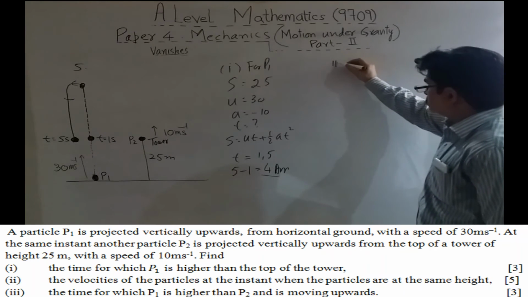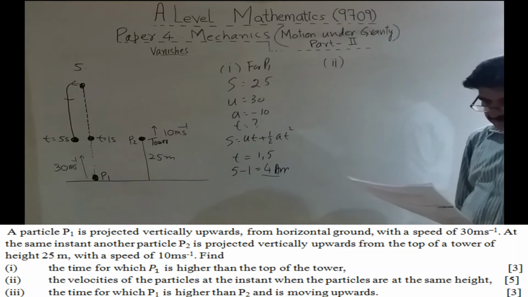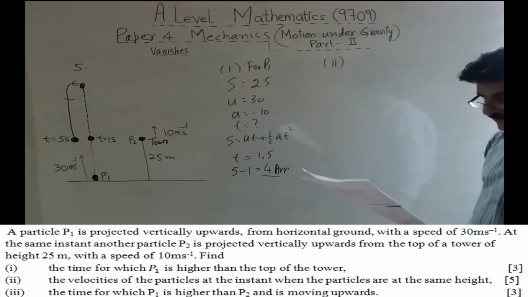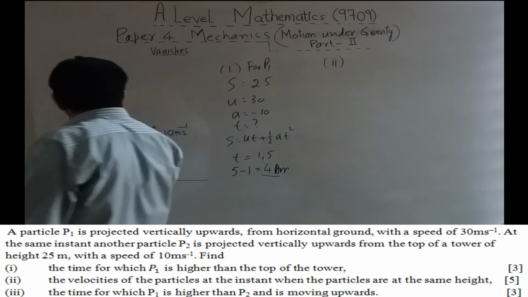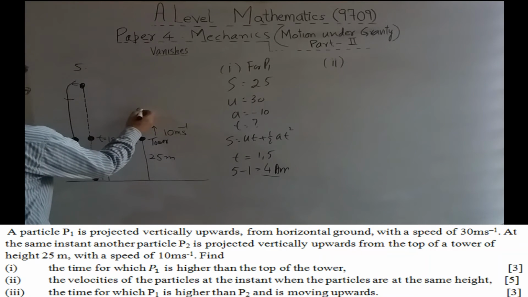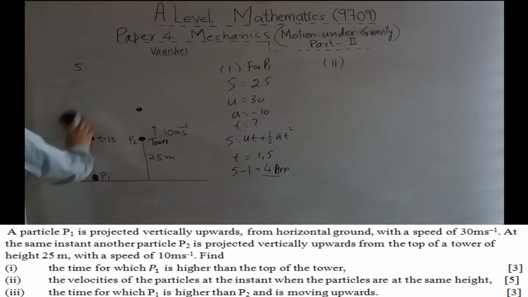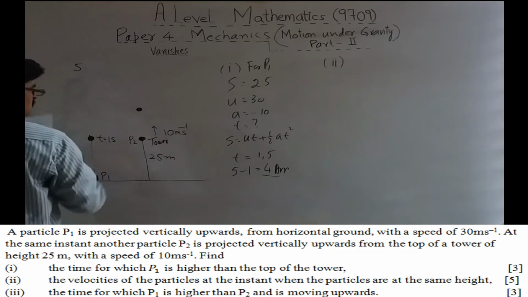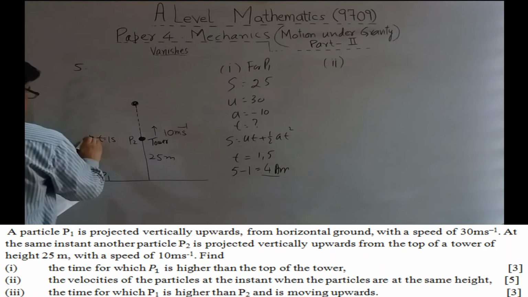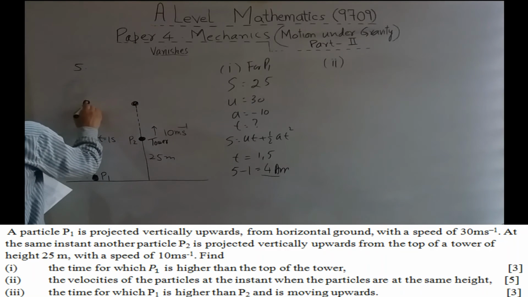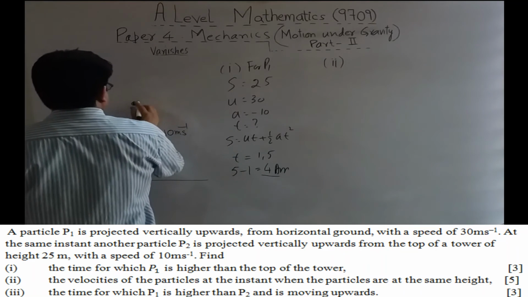Then we have the second part: the velocities of the particles at the instant when the particles are at the same height. Now please understand this. Now suppose this is the point. Suppose this is the place when they are at the same level.